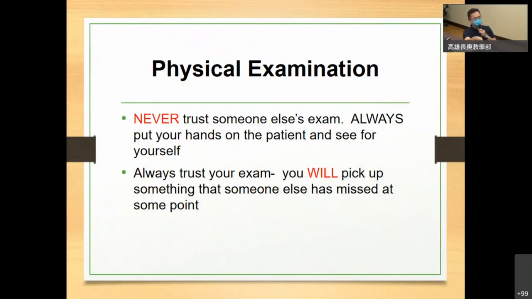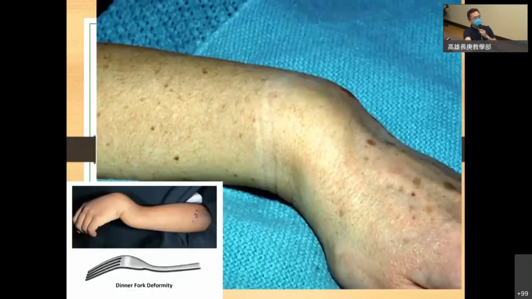Okay, after you do the examination, then you should trust your examination result. Okay, just like this picture. This is a wrist. I think this is not a good alignment. Also, you can see it's not in a good posture. I think it's not a normal alignment of the wrist. So this deformity, the picture on the left-hand side, we can say this is like a dinner fork deformity.